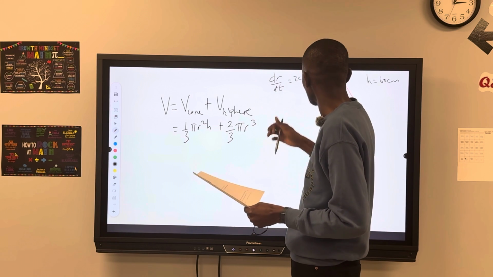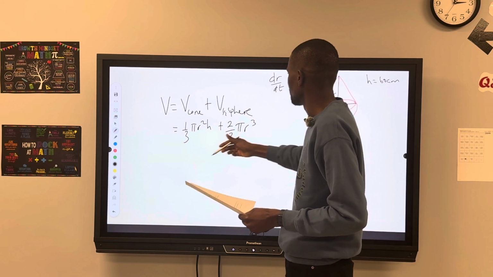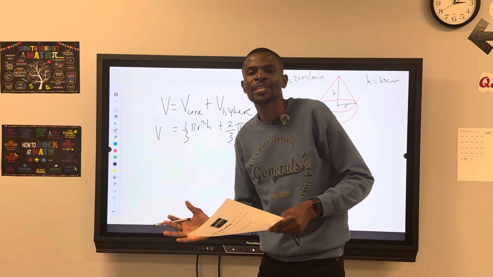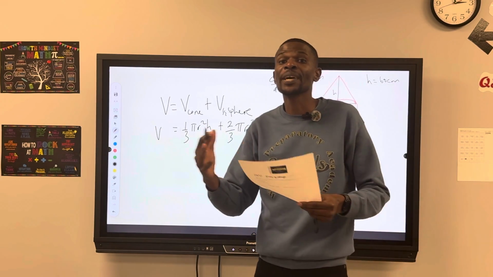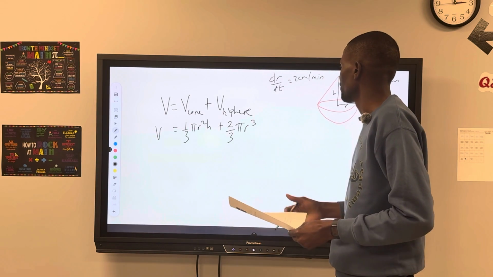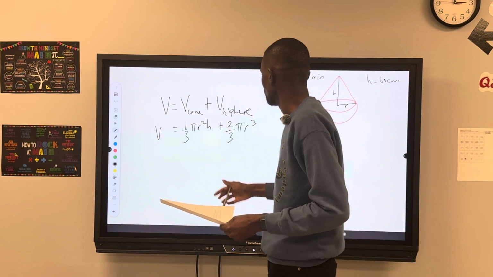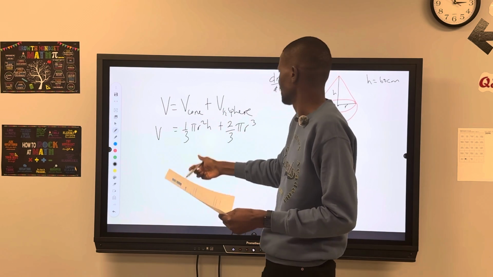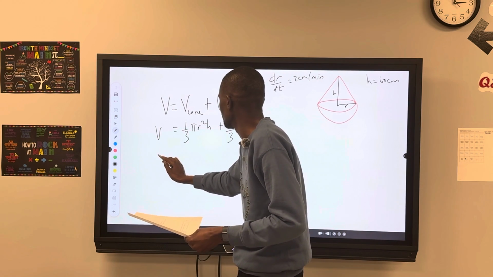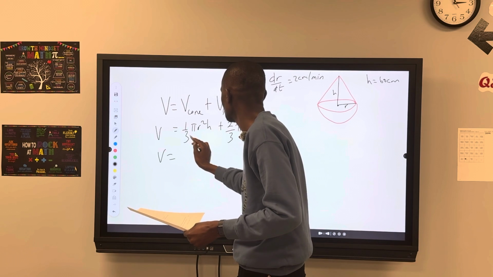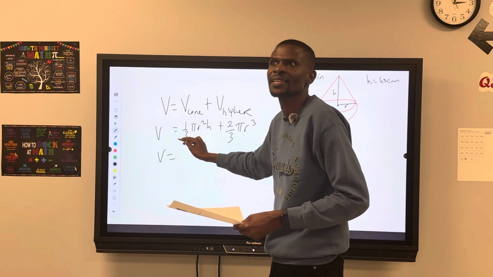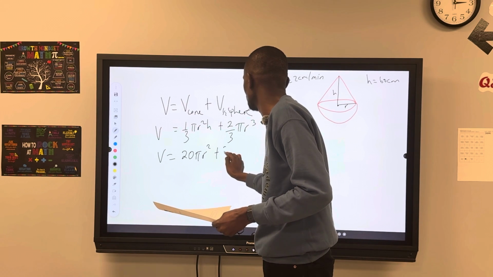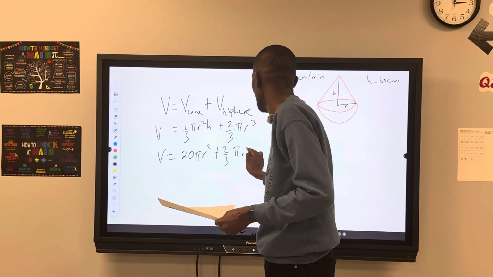So what is needed here? We are given r and this is my volume. First, we need to calculate volume with respect to the radius. Before we do that, we are told that the height of the cone is 60. So V is equal to 60 over 3, that's 20, so 20 pi r squared plus 2/3 pi r cubed.